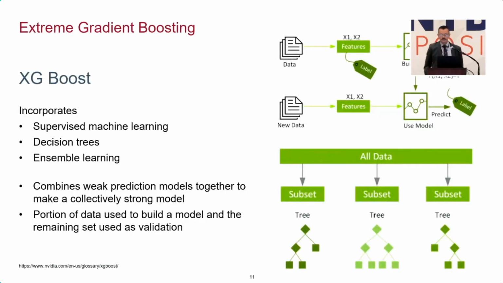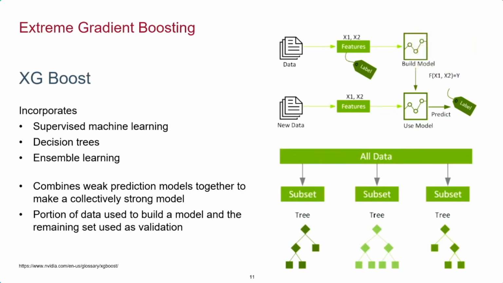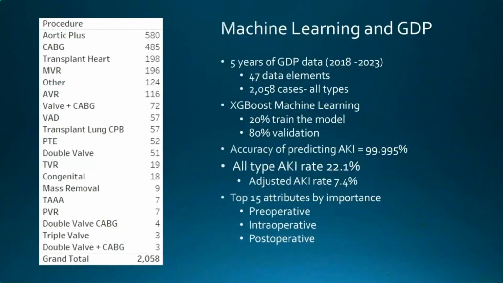And we used extreme gradient boosting, or XGBoost, which incorporates supervised machine learning. And what it does is it takes weak prediction models, puts them together to make a collectively strong model at predicting your outcome. And you take a portion of your data set to train this model, and then another portion to validate the model itself.